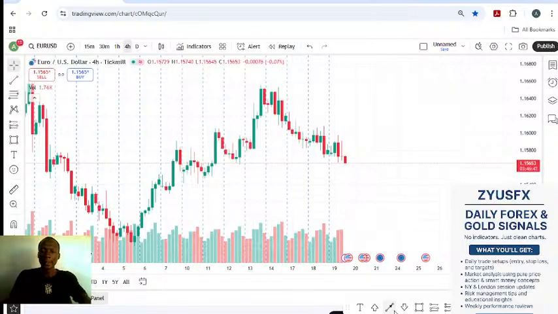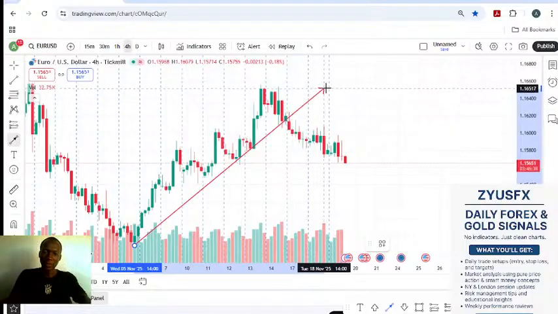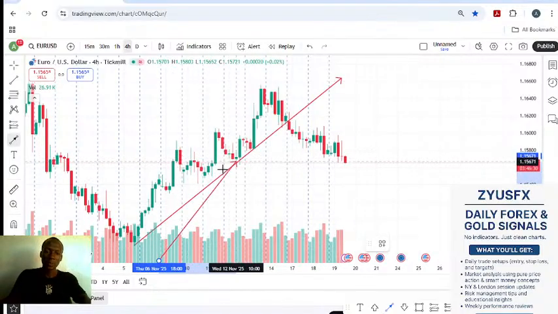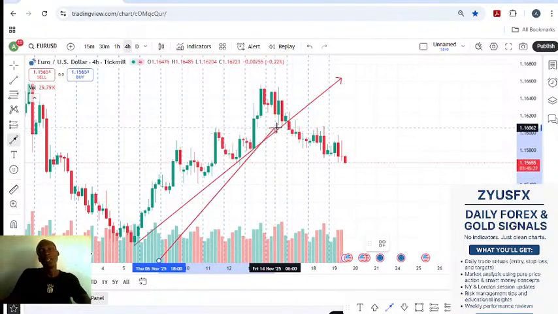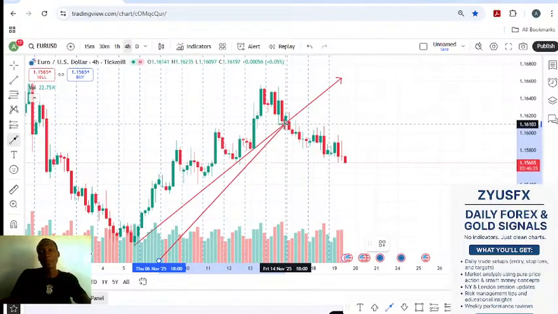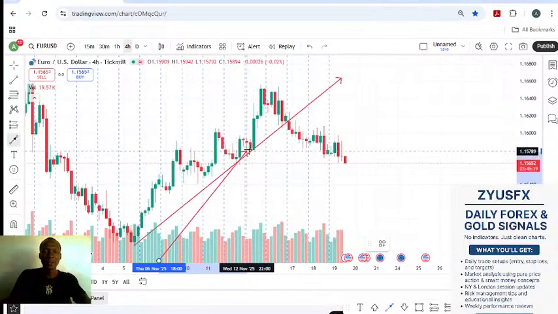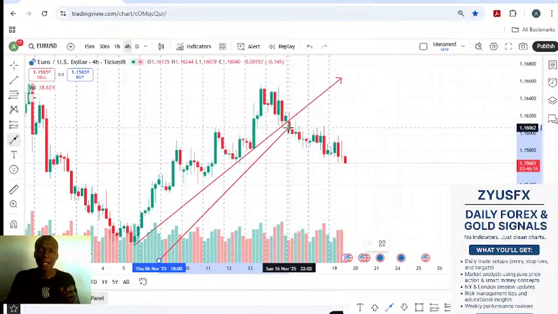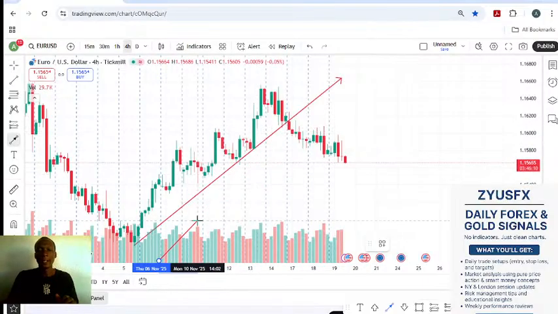So on Euro USD, as you can see, price was trading up. Price was bullish. Price was making a clean trend up. Price was making higher high, higher low, higher high. It was trading above the trend line. Suddenly, this is the moment price became bearish, after this candle broke below the trend line. But as long as price was trading above the trend line, we were good for buys. But once this candle closed below the trend line, the trend changed to bearish.